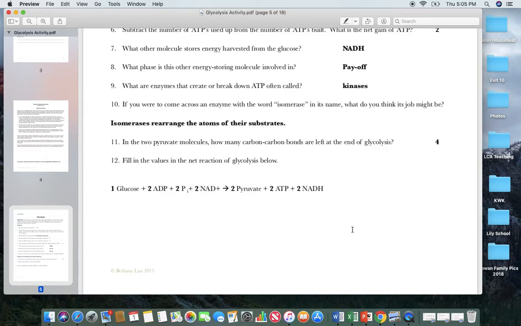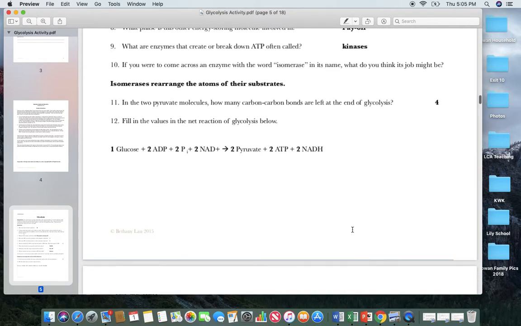If you were to come across an enzyme with the word isomerase in its name, what do you think its job might be? Well, we talked about this a bunch. Isomers are the rearrangement of the same chemical formula, just in a different arrangement. So an isomerase is an enzyme that rearranges the atoms of different substrates.